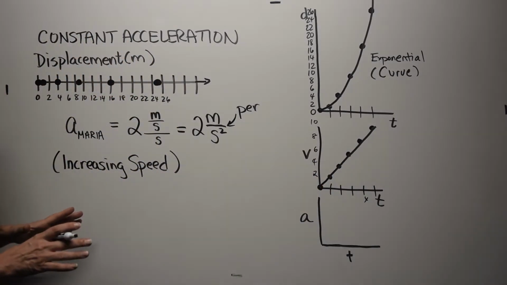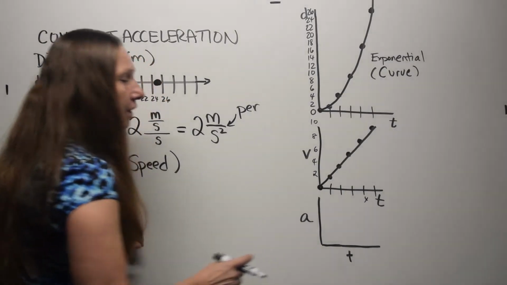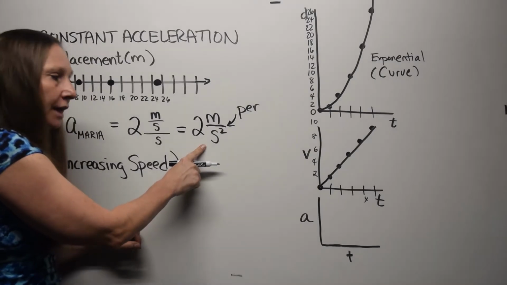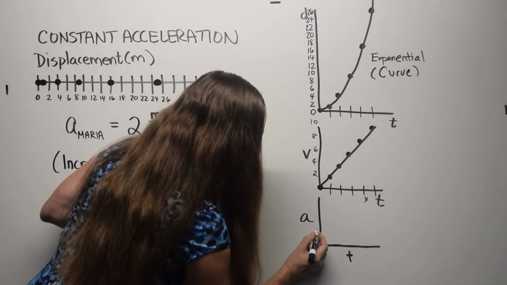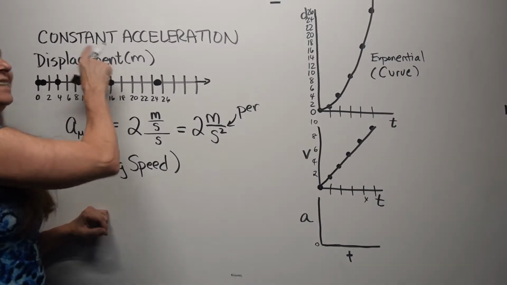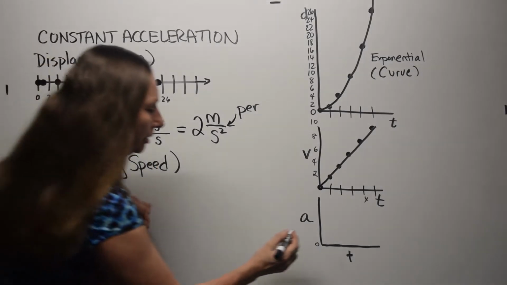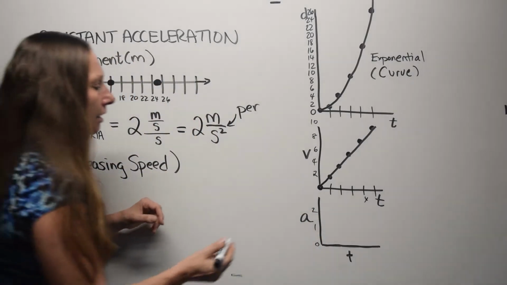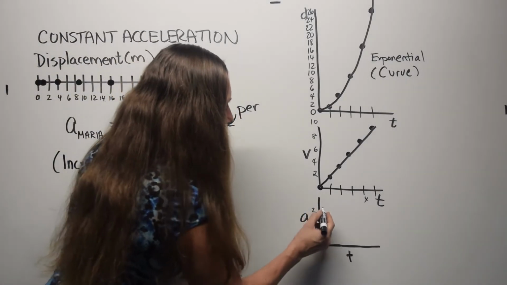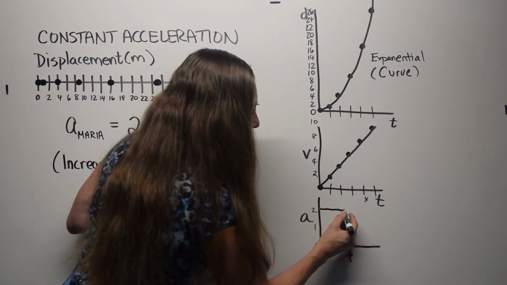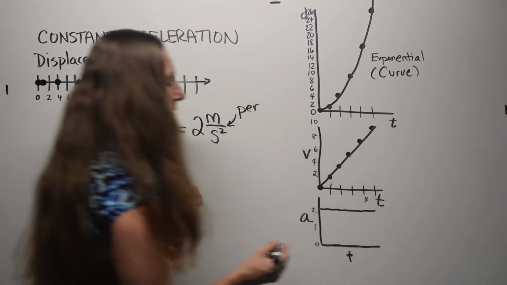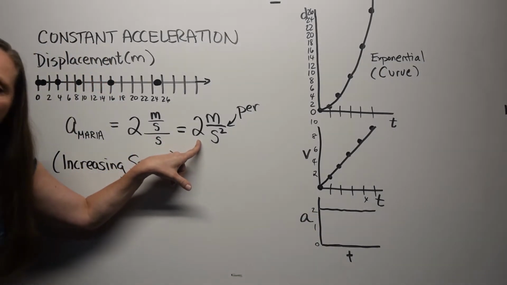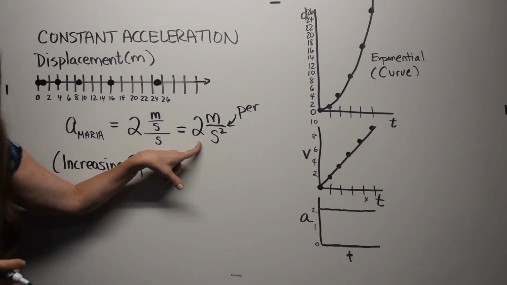And finally, on an acceleration time graph, a constant acceleration of 2 meters per second squared has to be at 2. The acceleration is constant. It's not changing. So let's just say that's 0, that's 1, that's 2, whatever. The acceleration is 2 meters per second squared, 2 meters per second squared, and so on. The acceleration is a constant 2 meters per second squared.